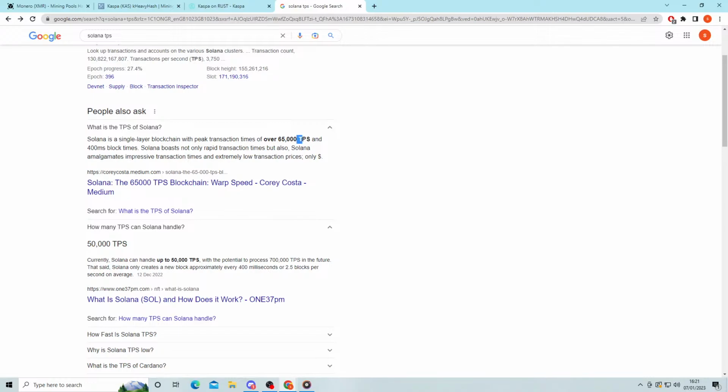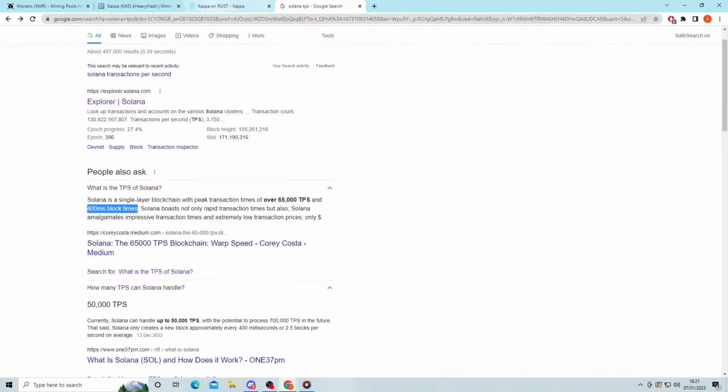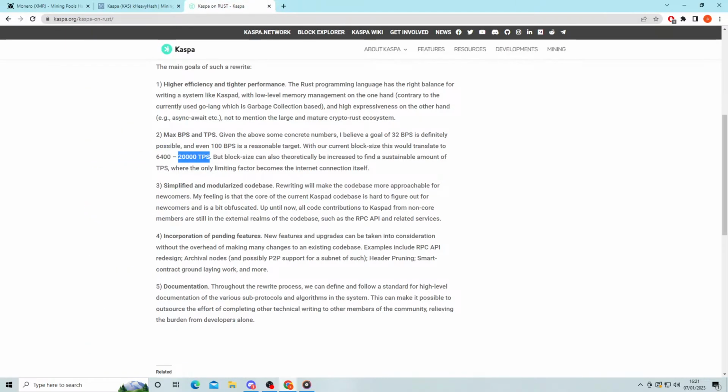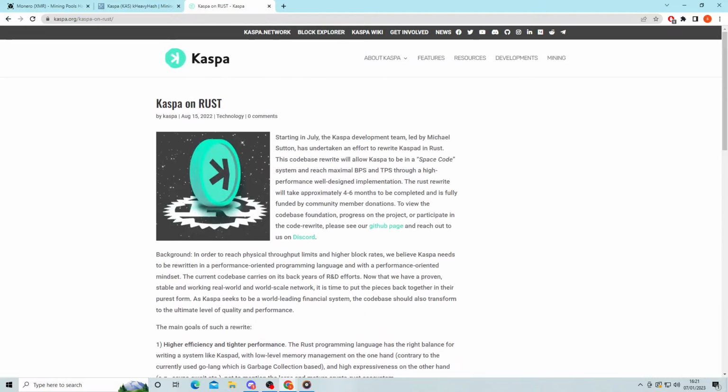But those 65,000 transactions per second probably came from a big Solana NFT drop where a load of people were on the network using it. And 400 millisecond block times. Yeah, I know, but it is proof of stake. My main point was that Casper is proof of work. They're doing it on proof of work instead of proof of stake, so it's reasonable that they have this kind of target of 20,000 transactions per second, or 6,400. But where did I see that paper about Casper Coin? Let me just try to get back to the Casper Coin.